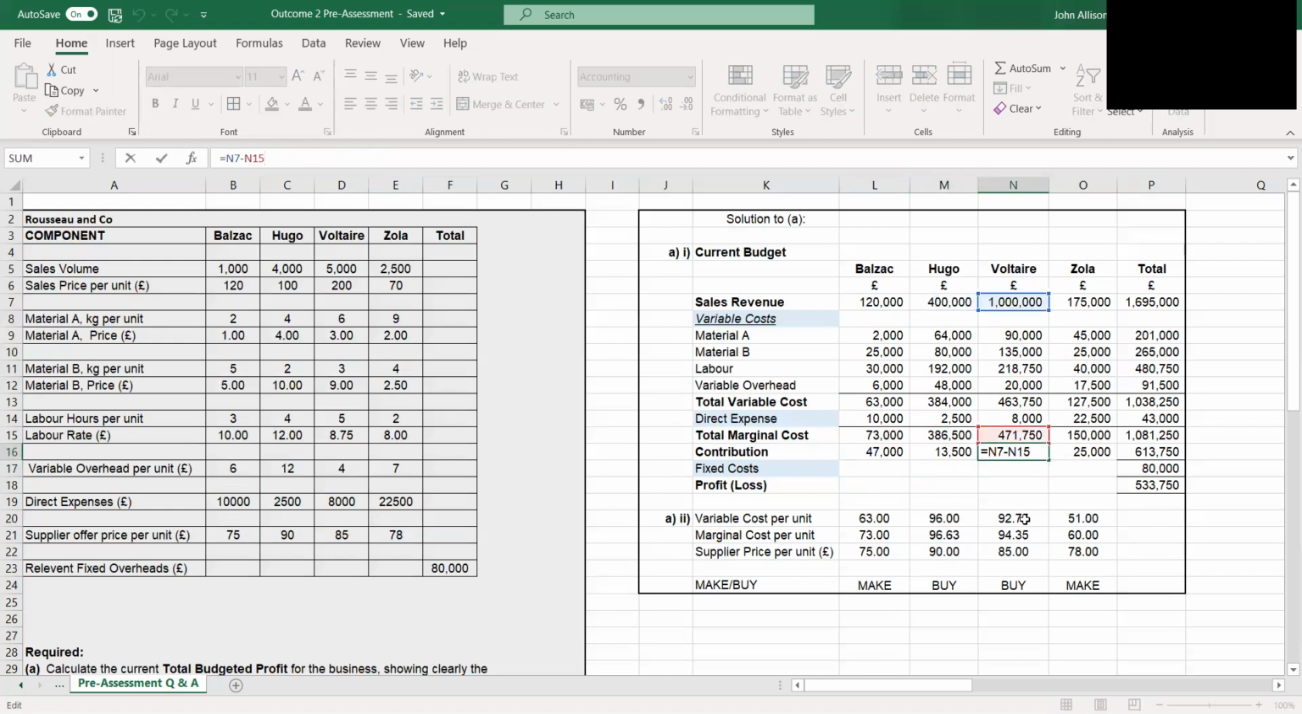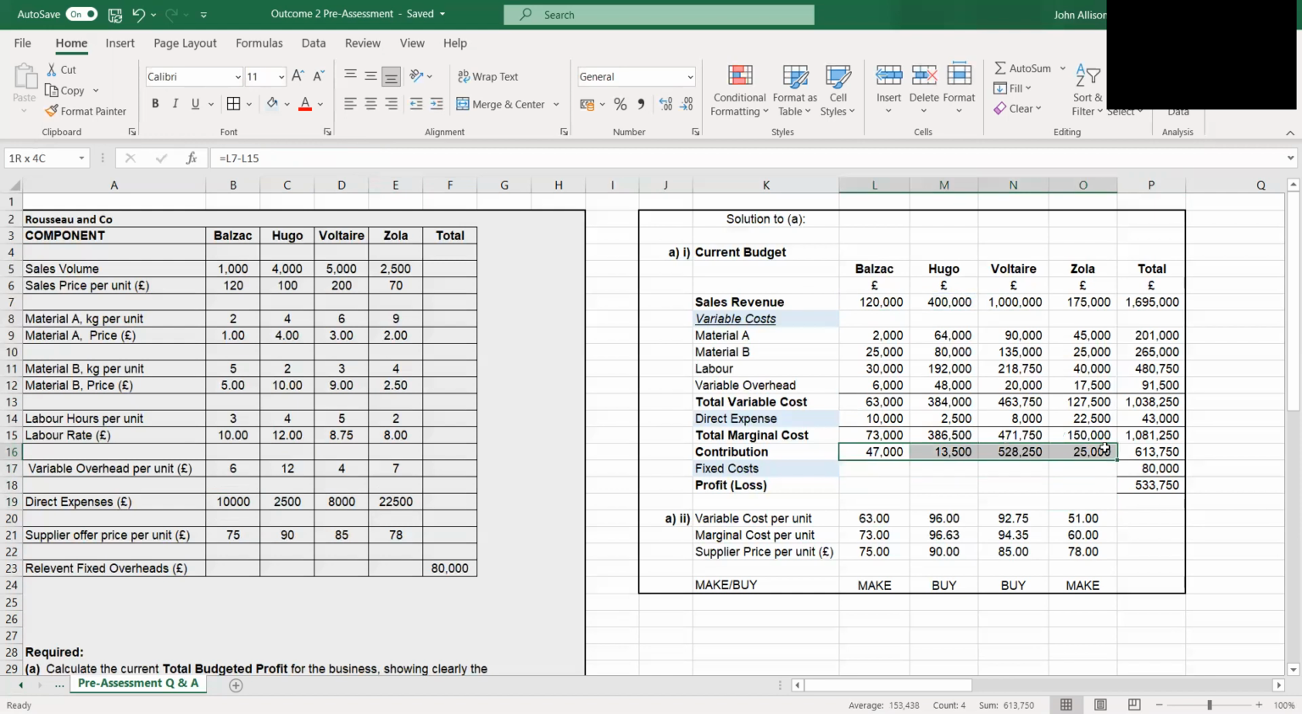And I keep going along like this by doing the sales revenue, take away the total marginal cost, and I get the contribution for each of the components. Then I get the total contribution for the firm by adding up all the contributions for each of the individual components, which should give me £613,750, which again is just all the contributions added up.